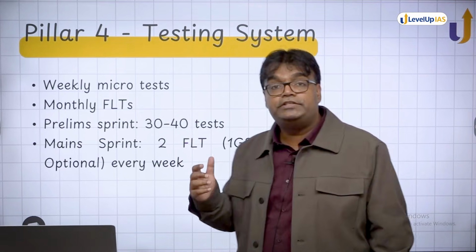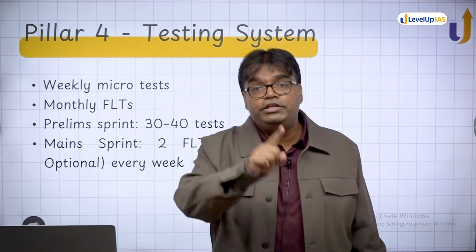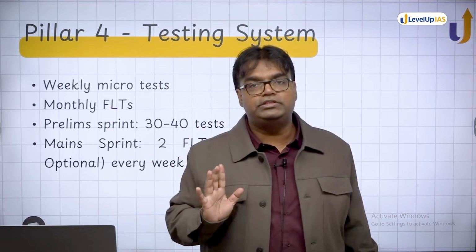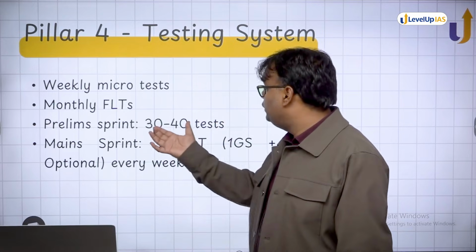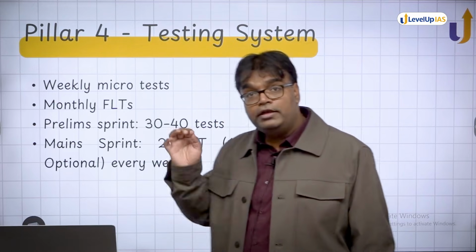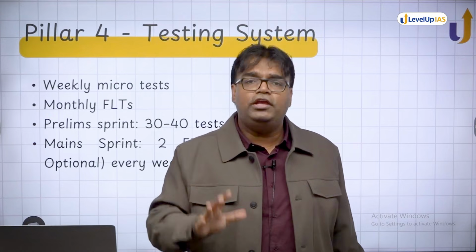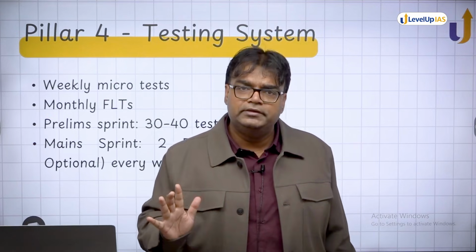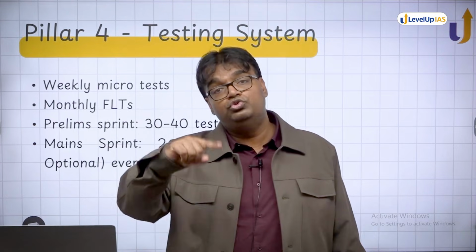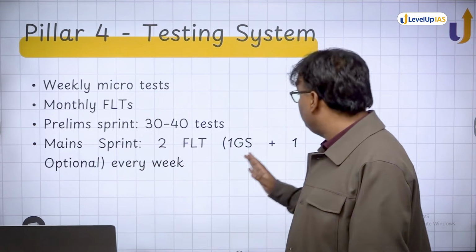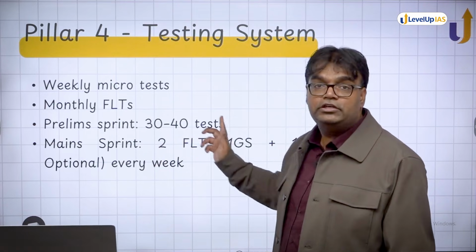In the prelims phase, as you people are preparing for 2027, the January to April 2027, those 4 months you'll be dedicating for prelims. At that time you have to ensure that you are giving 30 to 40 tests. That is, in 120 days, 30 to 40 tests means every third day you are giving a test. Similarly, when the mains sprint phase comes, that is June, July, August 2027, there every weekend you have to write 2 full length tests, one for GS, one for optional.